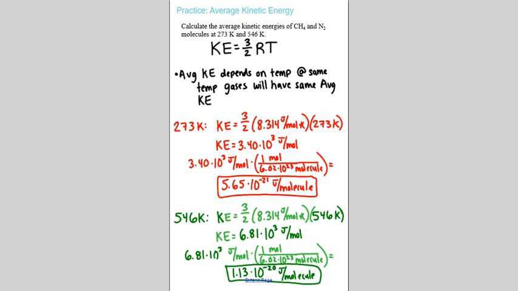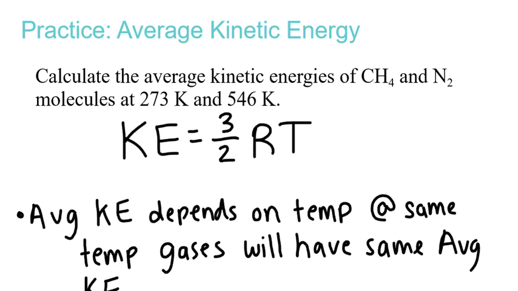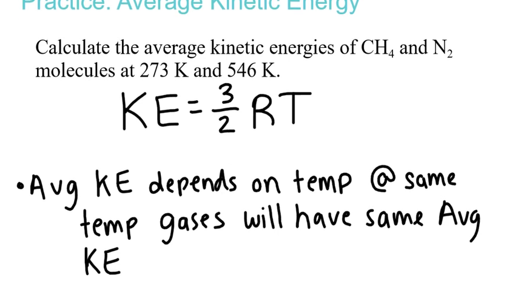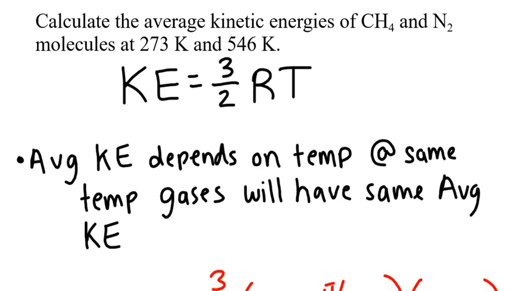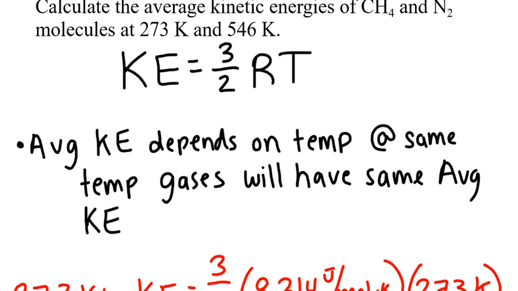There's your answer. I'm going to zoom in so you guys can see this a little bit better. So here's that equation that you saw on the previous slide. That's what we're going to use. Average kinetic energy depends on temperature. At the same temp, gases will have the same average kinetic energy. So we just need to solve this out once. It doesn't matter that we're talking about both methane and nitrogen. They should both have the same average kinetic energy. They'll have different velocities probably because they don't weigh the same, but they'll have the same average kinetic energy.